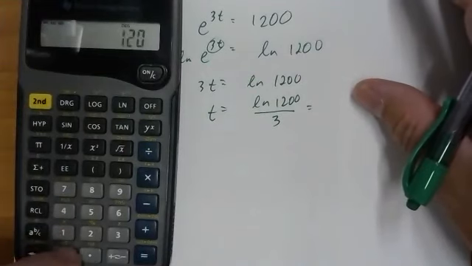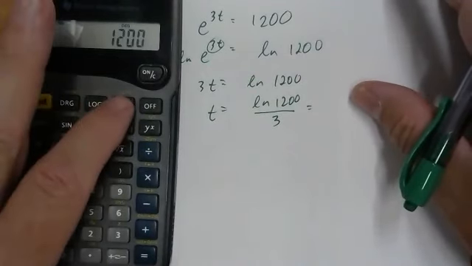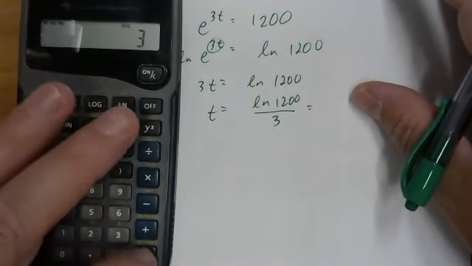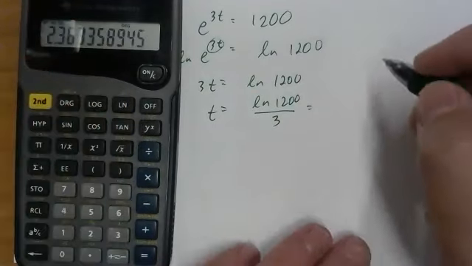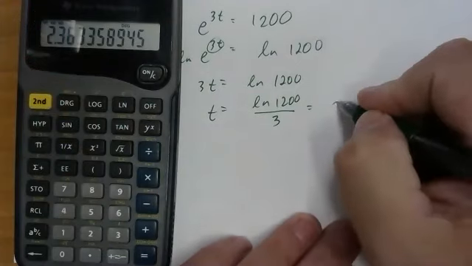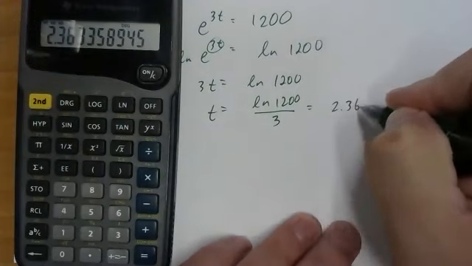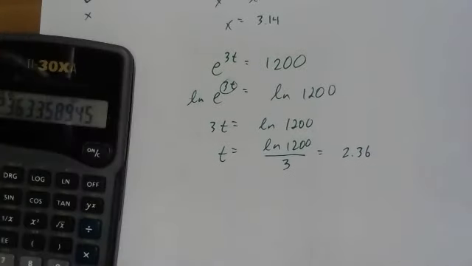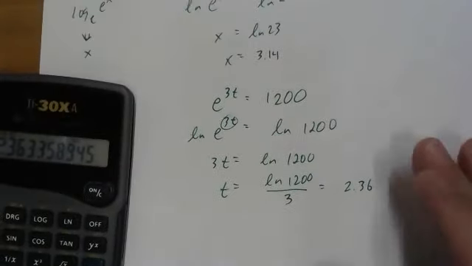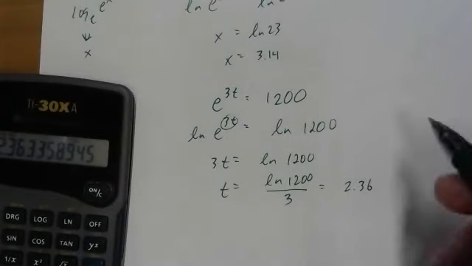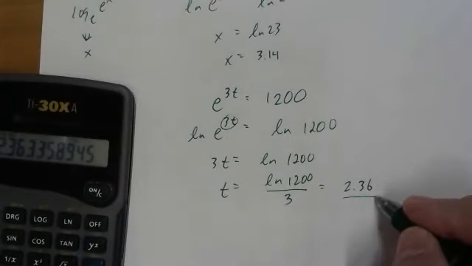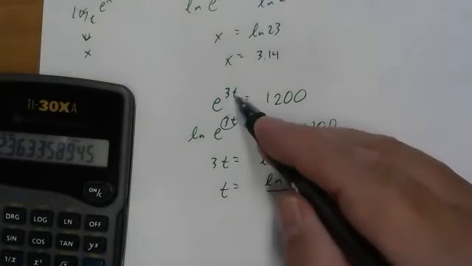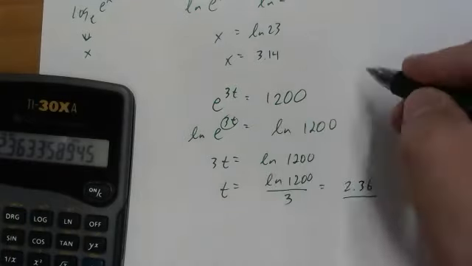So put in 1200. Now I'm going to hit my natural log key. And then divide it by 3, equals 2.36. So t equals 2.36. And you know what? Just like solving any equation, maybe you say, well, let's check and see if this is correct. What do you do? You plug 2.36 in for t here, and you see if it works.